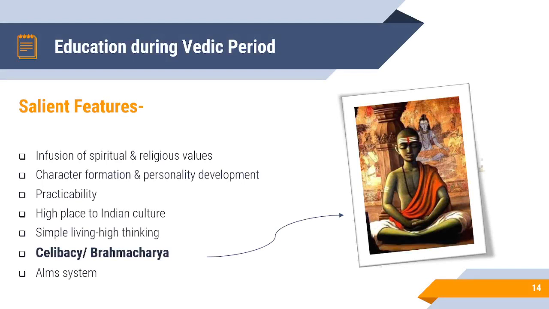So now I'll talk about the salient features. The salient features were infusion of spiritual and religious values, character formation, personality development, practicability, high place of Indian culture, simple living, high thinking, alms system, celibacy, and brahmacharya.